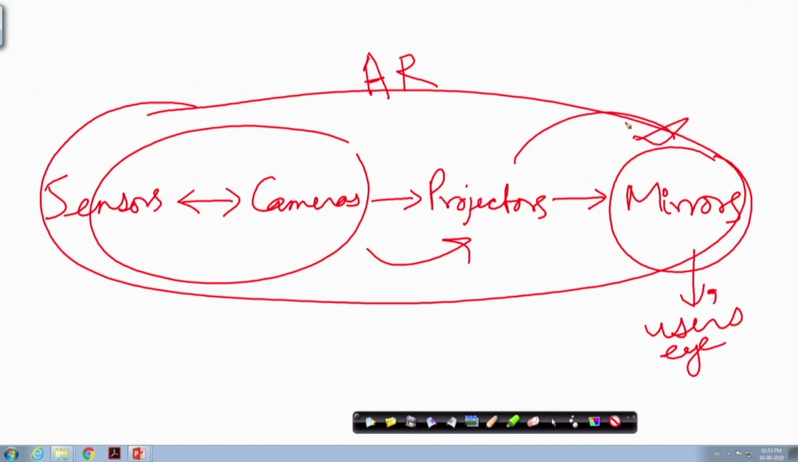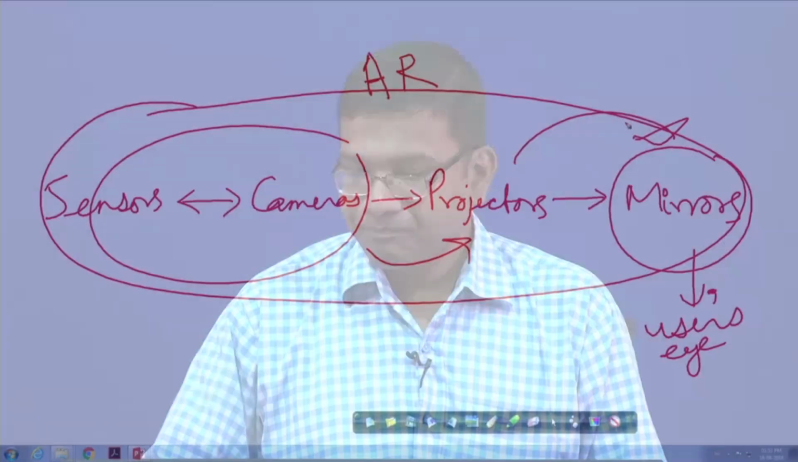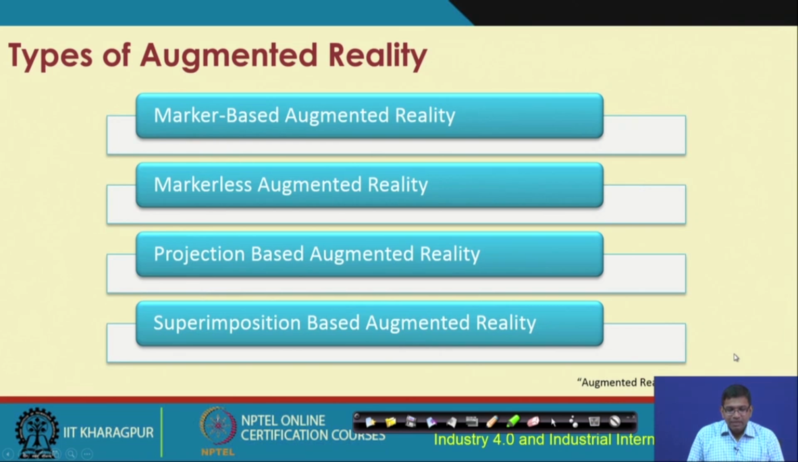So, this is how AR systems work holistically, but as I said at the outset, through this half-hour lecture you cannot become an expert in AR or VR, right. This is just to give a brief expository idea about how these systems work and what is in there. Now let us look at the different types of augmented reality. We have marker based augmented reality, markerless augmented reality, projection based augmented reality, and superimposition based augmented reality. These are some of the different types of augmented reality.